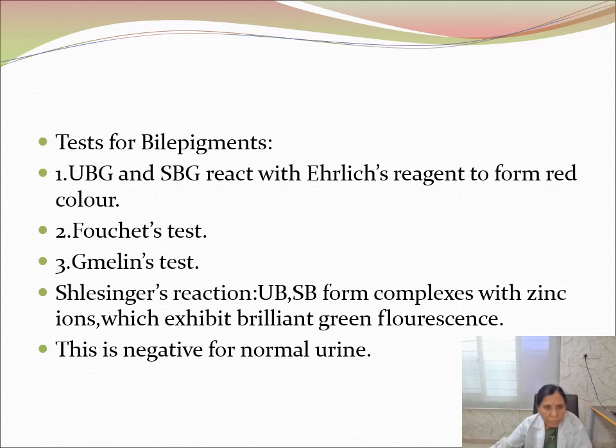And what tests do we do for bile pigments? Urobilinogen and stercobilinogen react with Ehrlich's reagent to form red color. That is one test, and Fouchet's test is another, and Mellin's test is another one. And Schlesinger's reaction also is one of them. Urobilinogen and stercobilinogen form complexes with zinc ions which exhibit brilliant green fluorescence in the Schlesinger reaction. This is negative for normal urine.